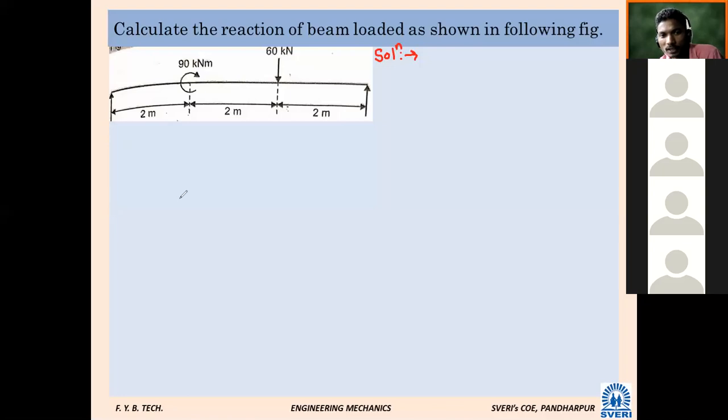Directly the reactions are given, meaning two reactions. We will say here point A and point B. So this will become RB and this will become RA. We want to find RA and RB. At the end, supports are given and one moment is given. Very simple. Will you find and tell me the answer? Shall I give 5 minutes?